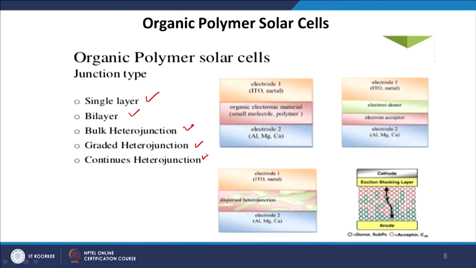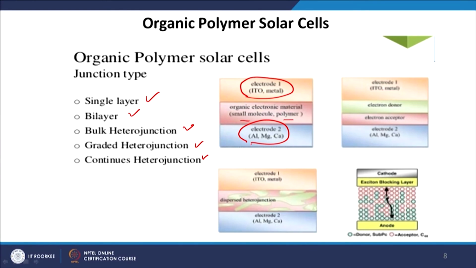Now in a single layer device, as the name suggests, only one particular kind of material is there, either donor or acceptor material, usually a donor polymer. If you look at the structure of these devices, it is a sandwich type of geometry. I have two electrodes: electrode 1 can be a transparent conducting oxide like ITO, indium doped tin oxide, or any kind of metal, and there is another electrode at the back, electrode 2, which is usually made of a metal like aluminum, magnesium or calcium. Between these two electrodes we sandwich the organic electronic material, which can be a polymer or small molecule.